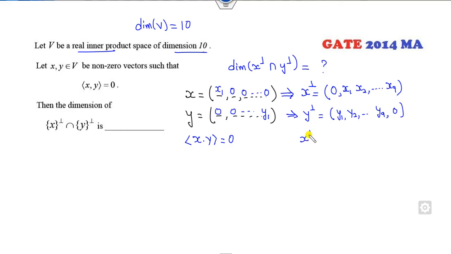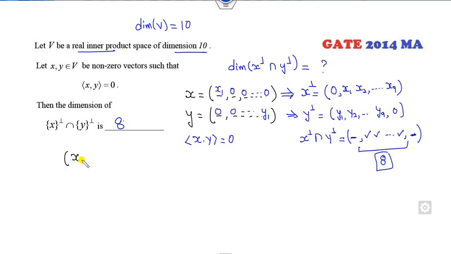What is the intersection? How many elements are there in the intersection? This first element is cancelled. This element, the second last element, is there. This value intersection is 5. So how many elements are there? There are 8 elements. So the dimension of this problem is 8. Always, dimension is the maximum number of linearly independent vectors.